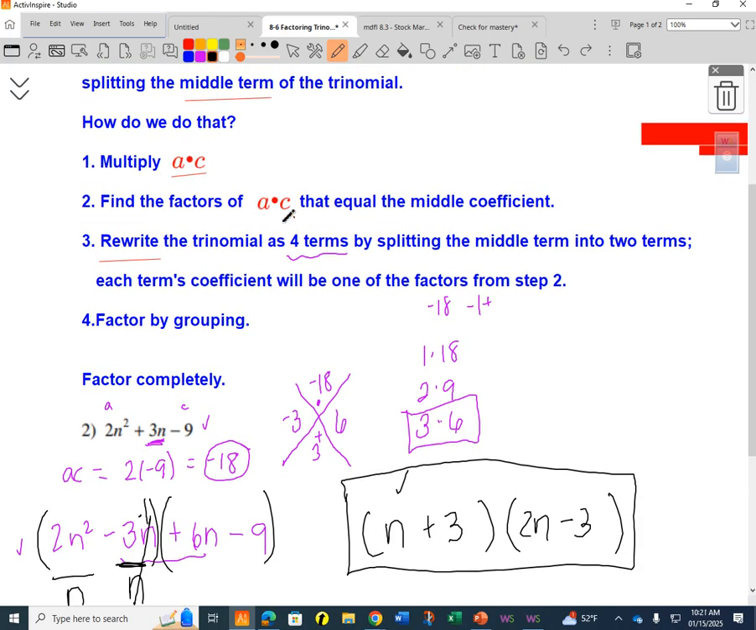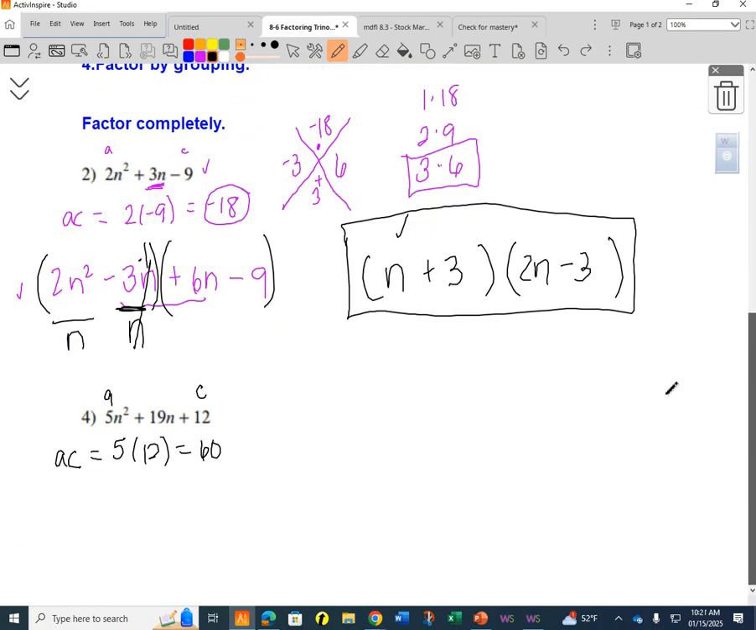Now, find the factors of AC, in this case 60, that equal the middle coefficient. So give ourselves our little X. Our product is 60, and what is the middle coefficient? What's the middle coefficient, Danielle? 19, very good. So we're looking for factors of 60 that equal 19.